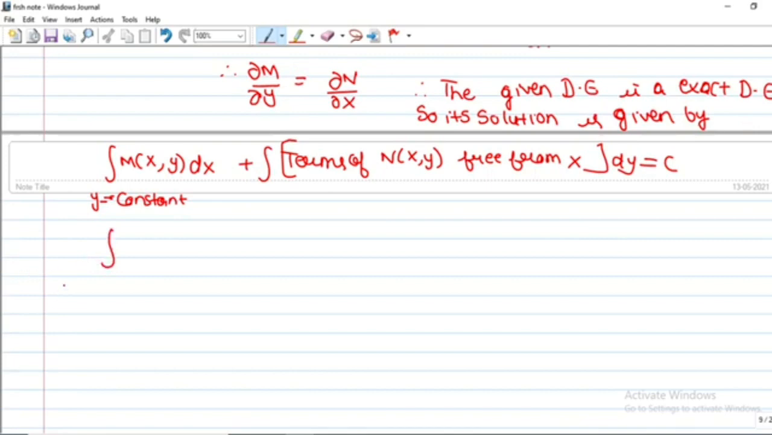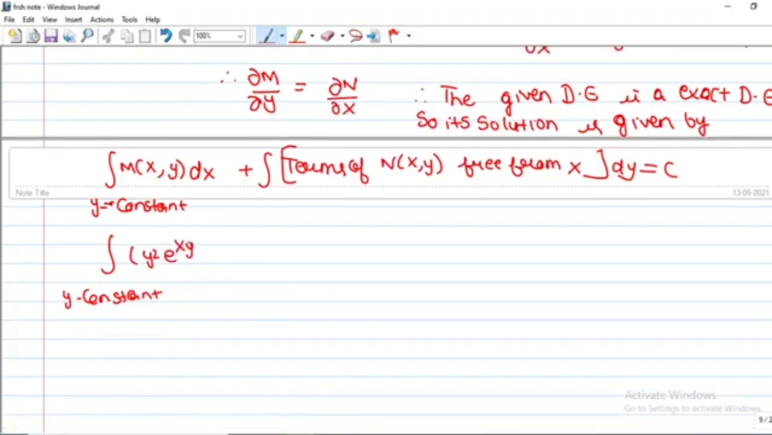So if we substitute, we have y constant, and here what will we substitute? The integral of (y square e power x y square plus 4x cube) dx minus the integral of 3 y square dy equals c.